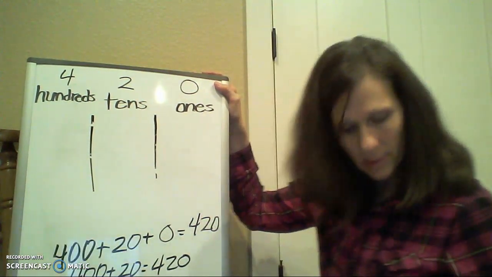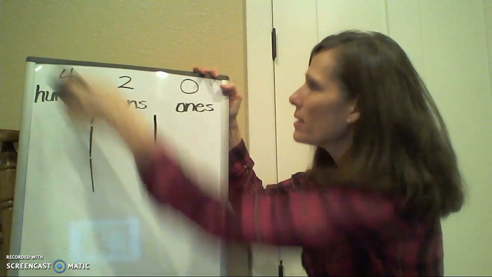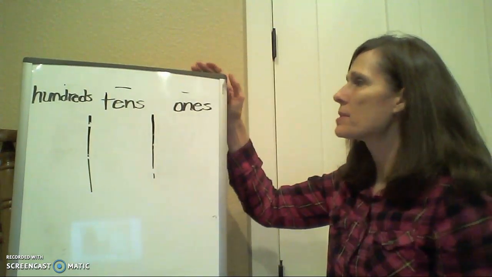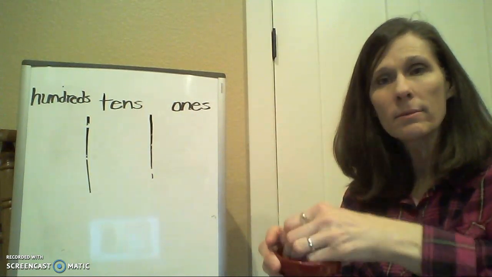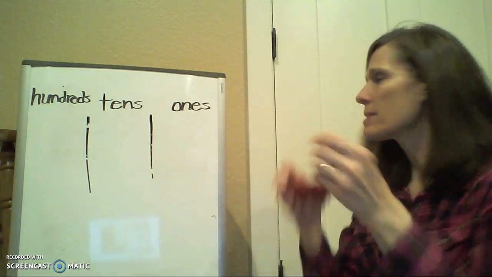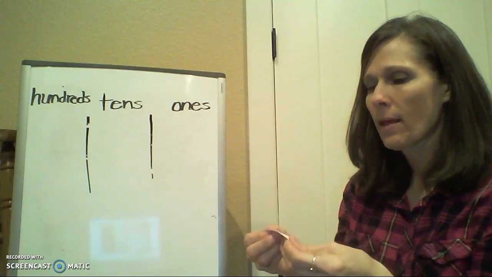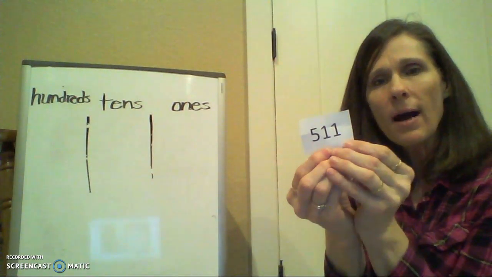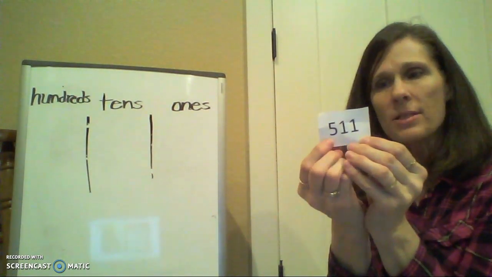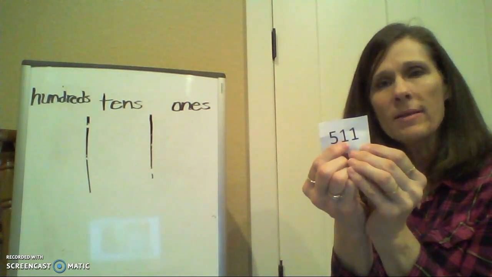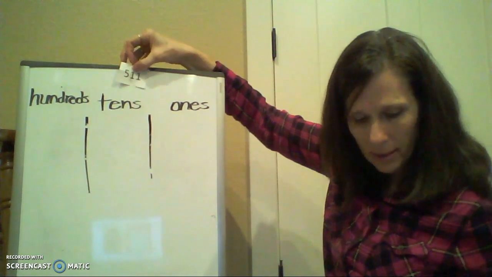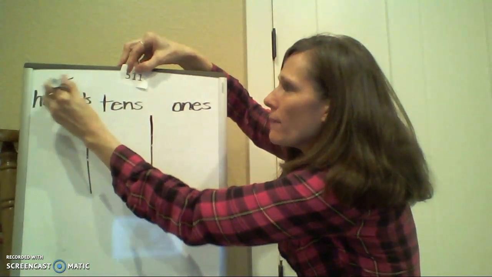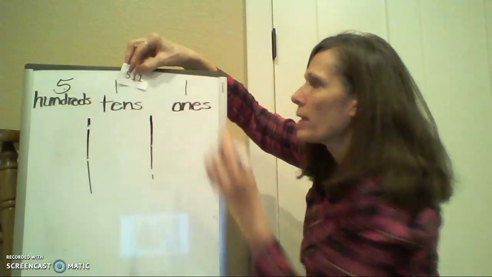Okay, so here we go. Let's erase our expanded form and our numbers. Okay, and I'm going to take a number out. See what I get this time. Okay, this time I've got 511. So 5 in the hundreds, 1 in the tens, 1 in the ones. Okay, so I'm going to write that up here in my section. So 5 here, 1 here, and 1 here.